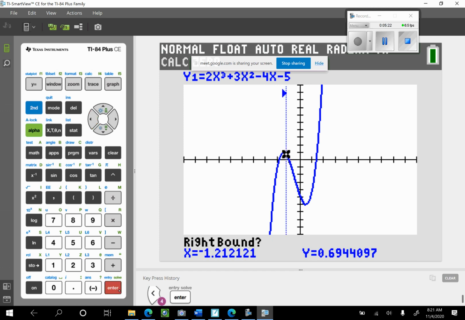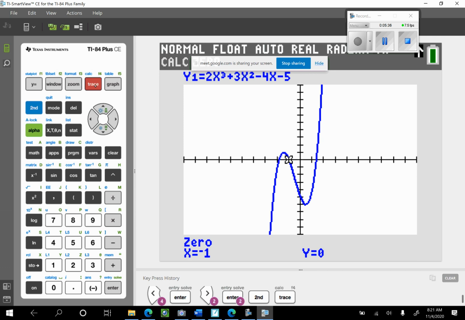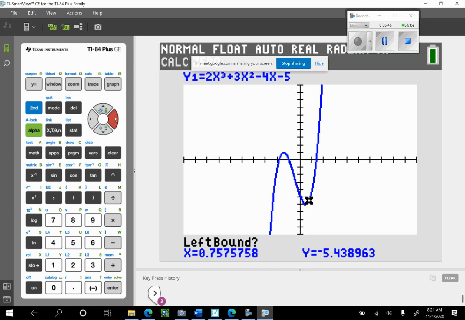Left bound, yes. Right bound, yes. And here's my second x-intercept as x equals -1. I'm going to find the third x-intercept, 0, to the left of that rascal. And this is the 1.3507. Make sure we write those.